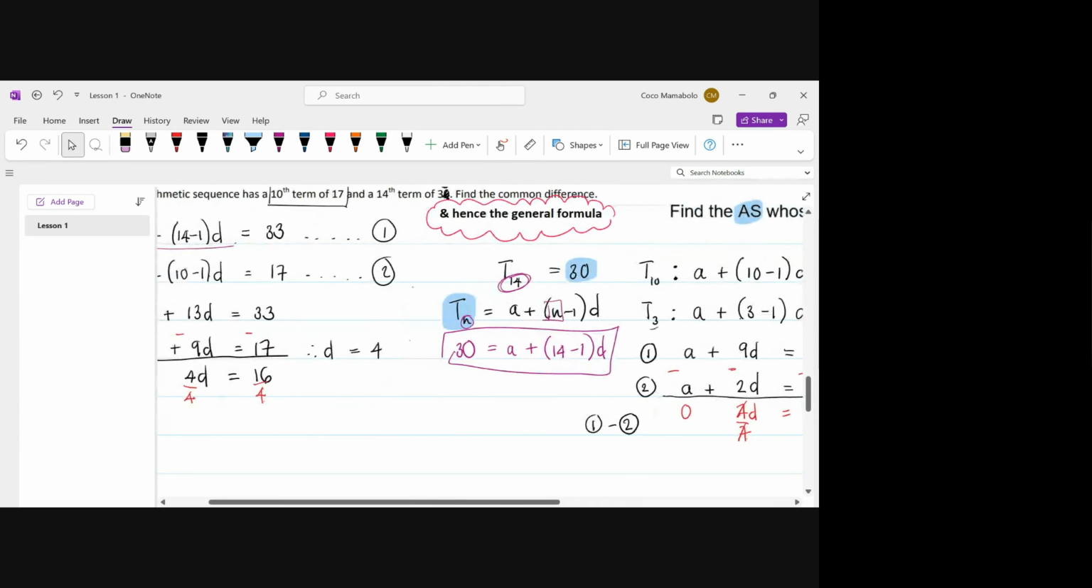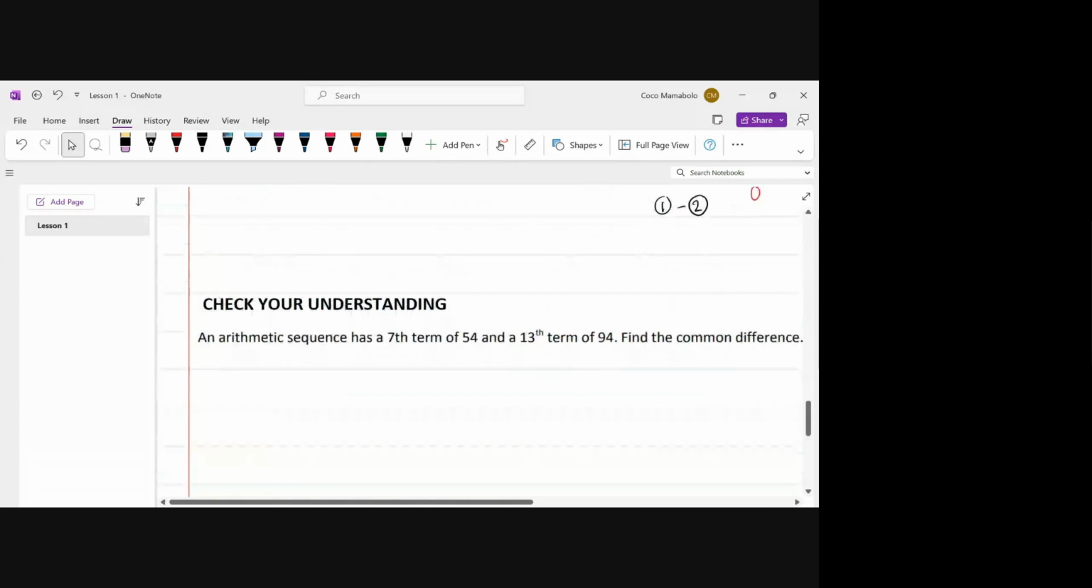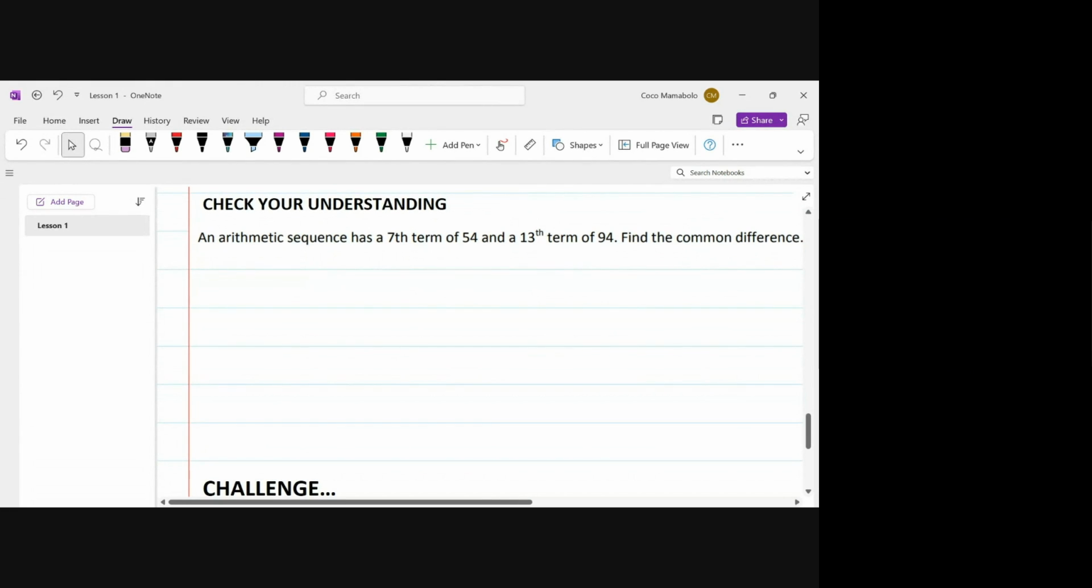I need to move over to this side. Okay, here we go. All right. So, we're just finding D. Okay, it says here, an arithmetic sequence has a 7th term of 54 and a 13th term of 94. Find the common difference. I'm going to remind you guys again, T equals A plus (N minus 1) D. All right, and pop an emoji in on the screen when you're ready.